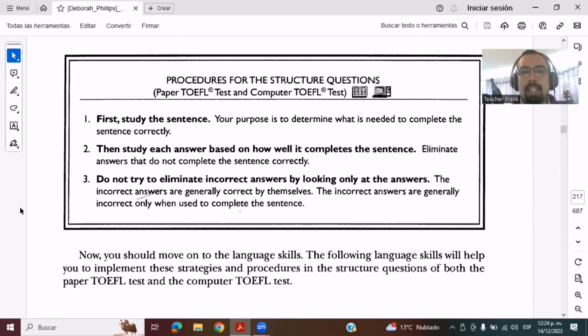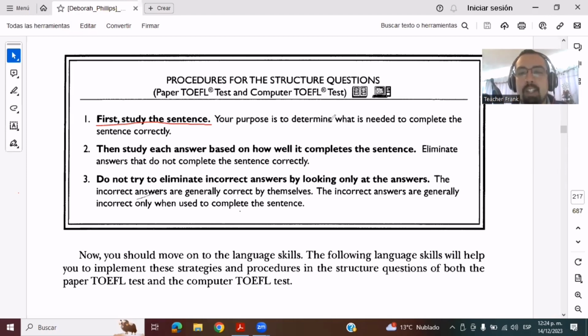So finally, let's look at the procedure for the structure questions. First, study the sentence, right? So this is very important. Read the complete sentence. Many times people will read only half of the sentence because they are pressured by time, or they're anxious or stressed or nervous, and they'll get it incorrect. Study the sentence carefully, read it all completely, understand it. In the TOEFL test, they are typically very long sentences, okay?